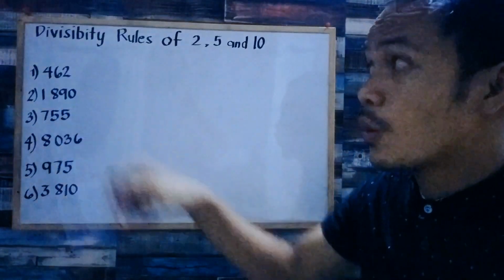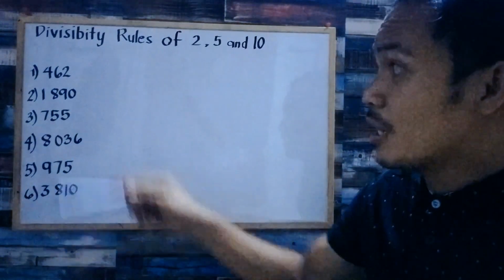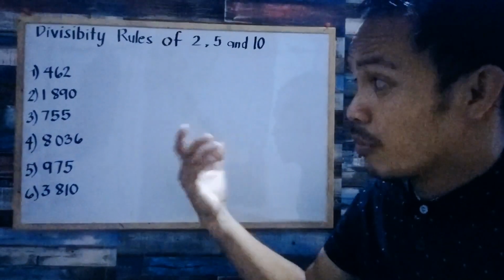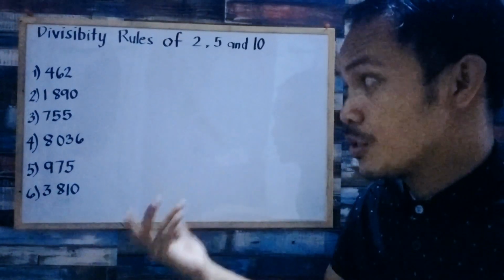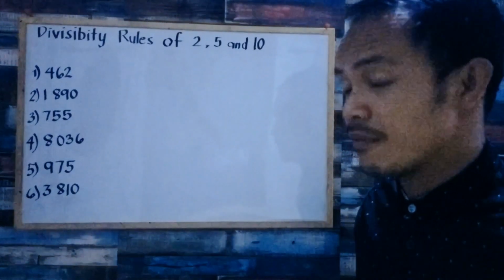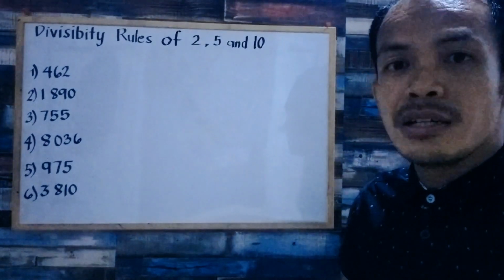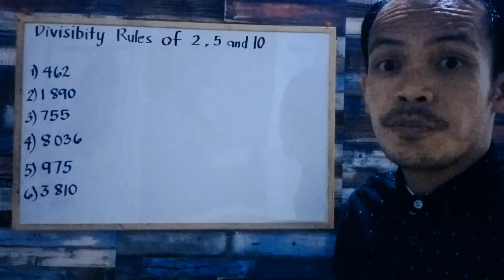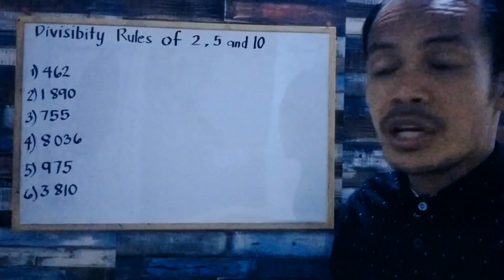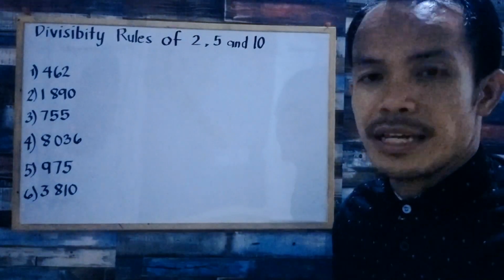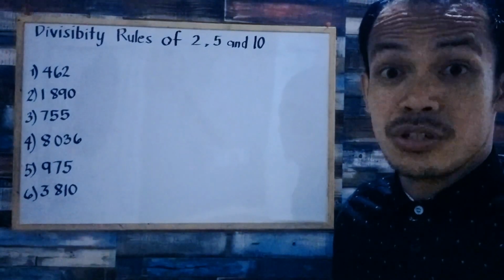So we have here number 1 that is divisible by 2 only, number 2 that is divisible by 2, 5, and 10, number 3 divisible by 5, number 4 divisible by 2, number 5 divisible by 5, and number 6 divisible by 2, 5, and 10. How did I do it? That's very simple. So I encourage you to watch this video until the end so that you will know if the number is divisible by 2, 5, or 10 without using long division.